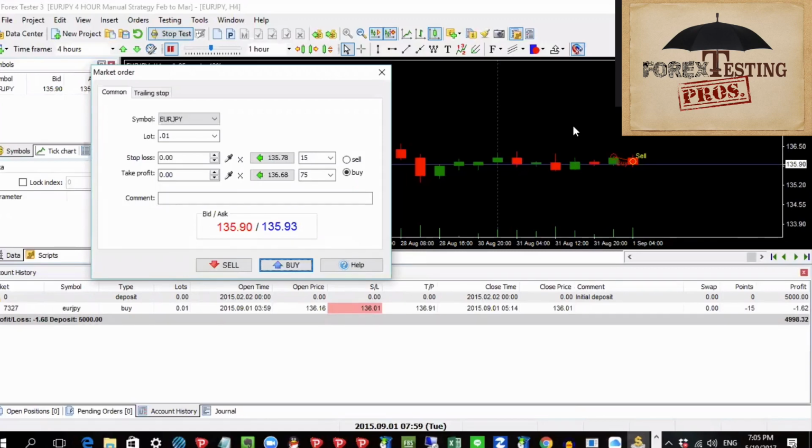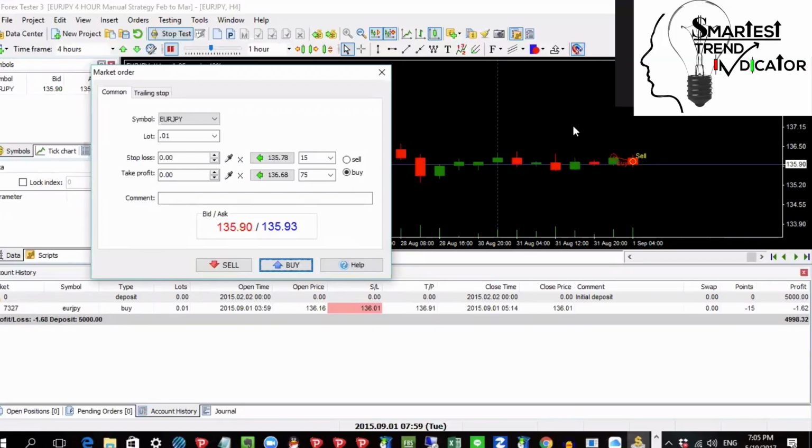Of course, we want to prevent getting stopped out a lot of times. We want to get stopped out as little as possible. So, here we go. We go sell because the candle is red.